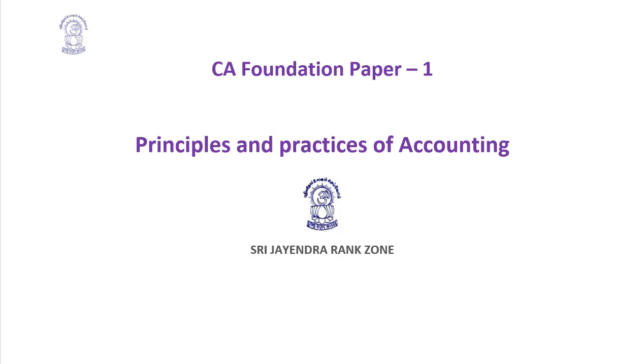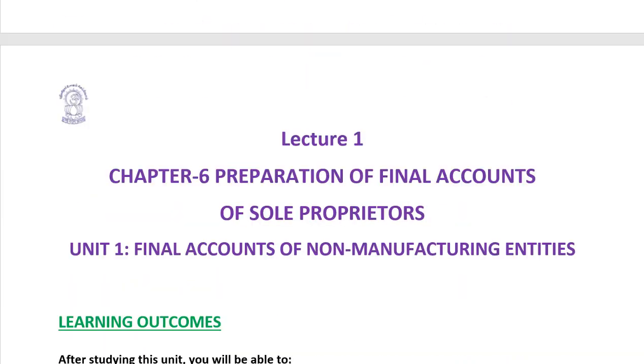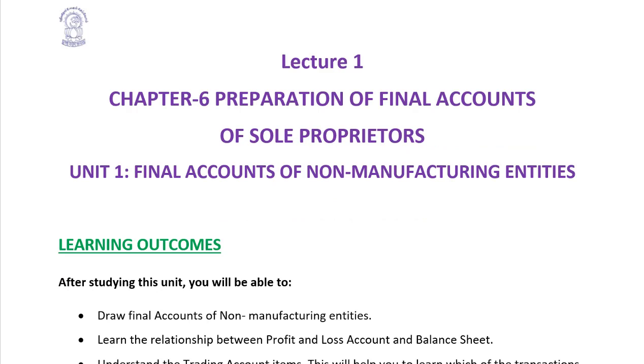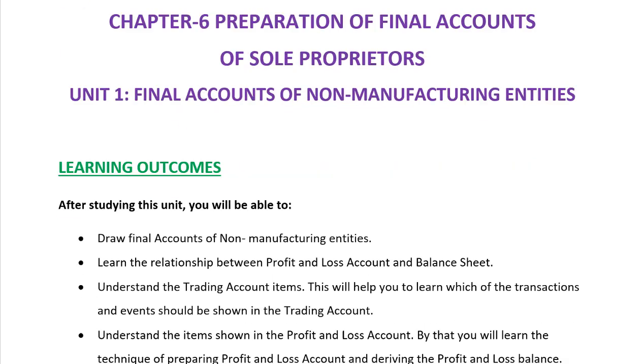In this lecture, we'll begin with Accounting Chapter 7, Unit 1, that is Final Accounts of Non-Manufacturing Entities. This is Lecture 1, Chapter 6, Preparation of Final Accounts of Sole Proprietors, and we'll begin with Unit 1, Final Accounts of Non-Manufacturing Entities. So let us begin.